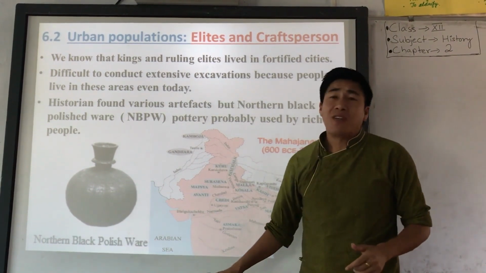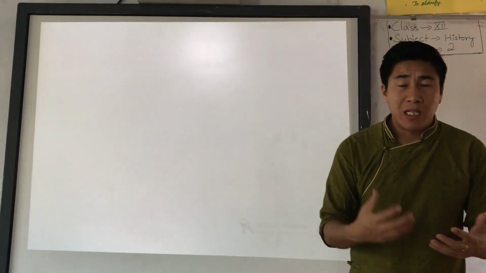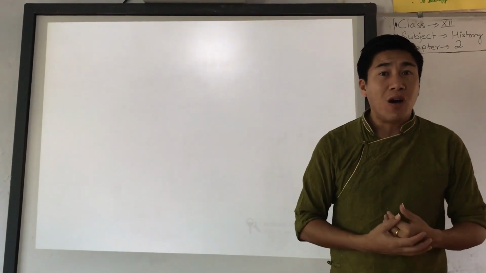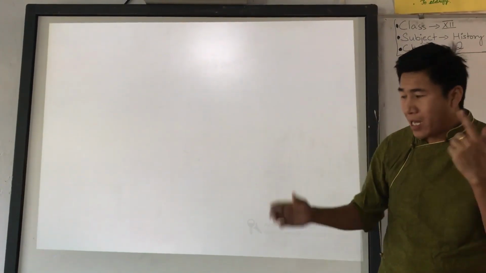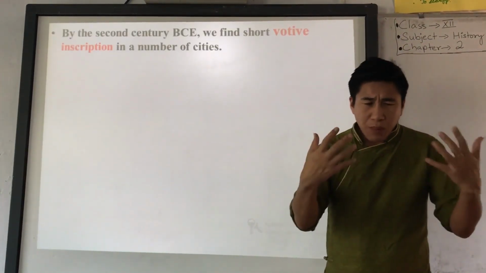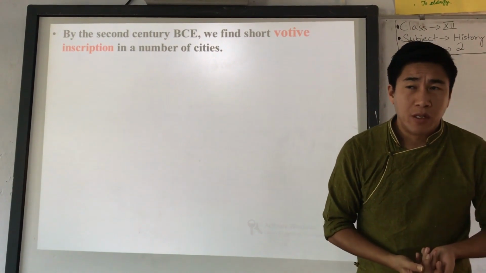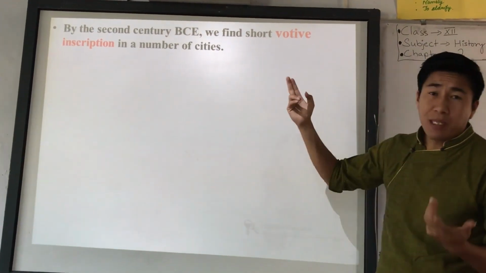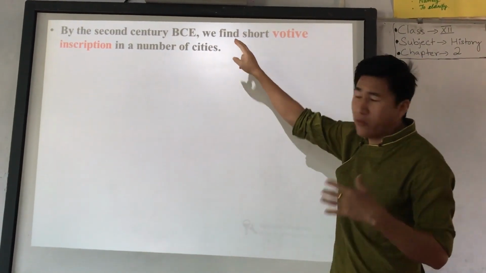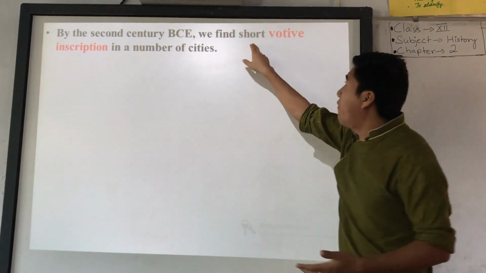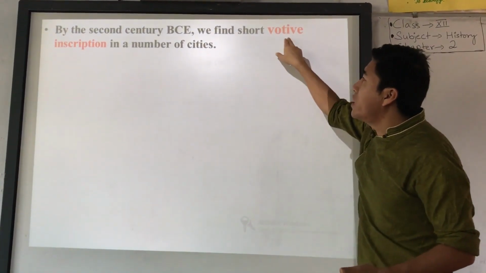So, the second artifact, or second evidence, that archaeology found to mention this urban center is many votive inscriptions. You see, by the 2nd century BC, archaeologists or historians found short votive inscriptions.